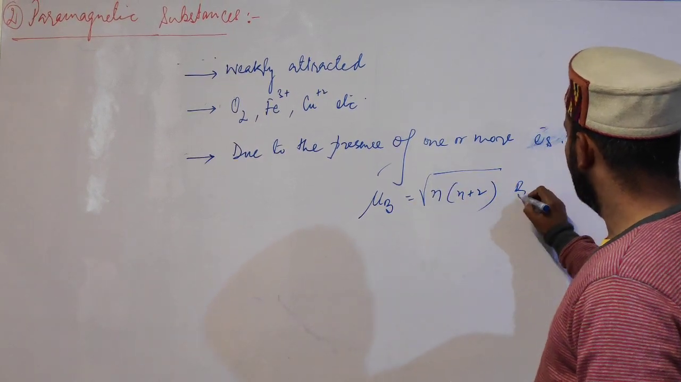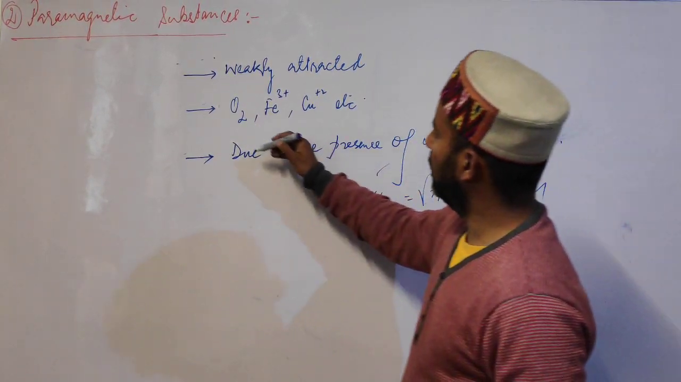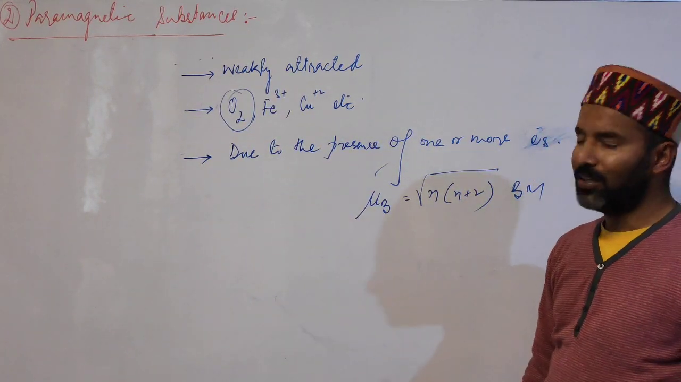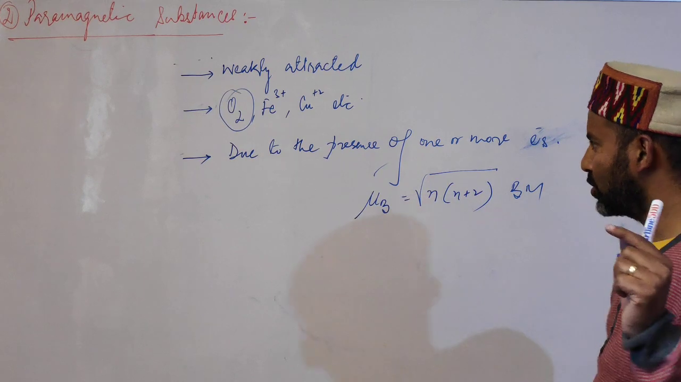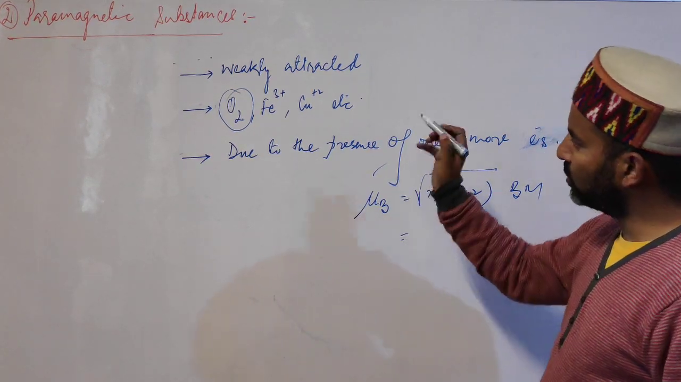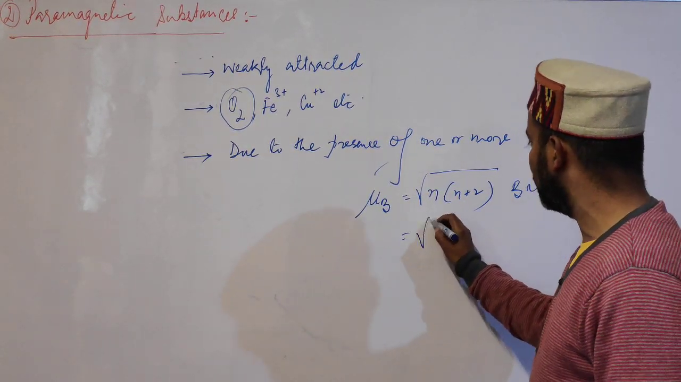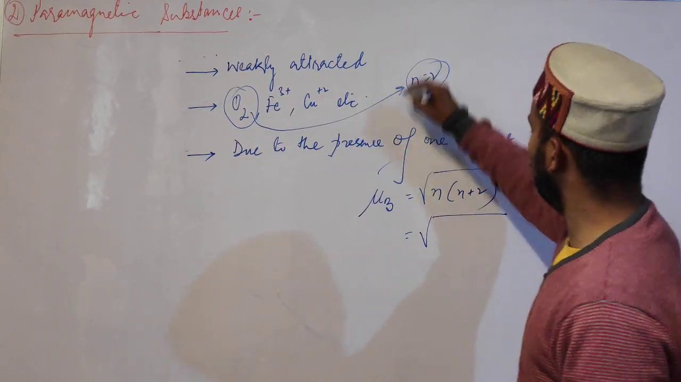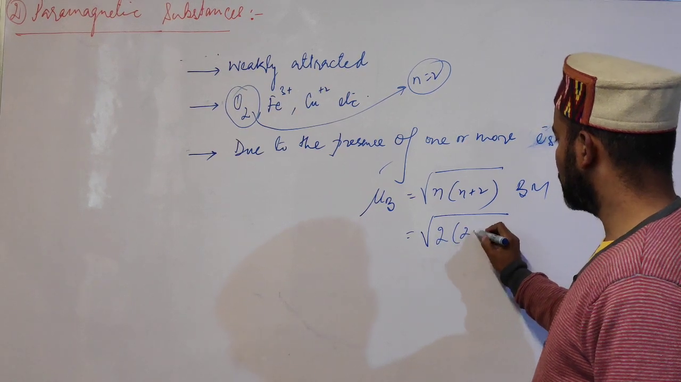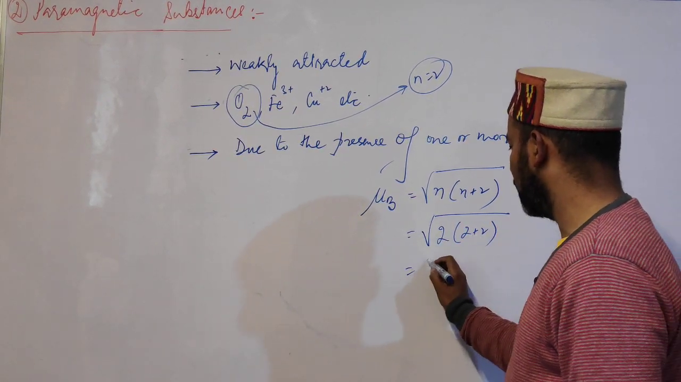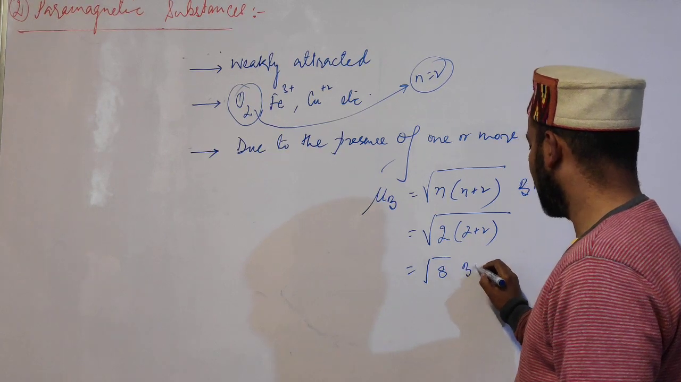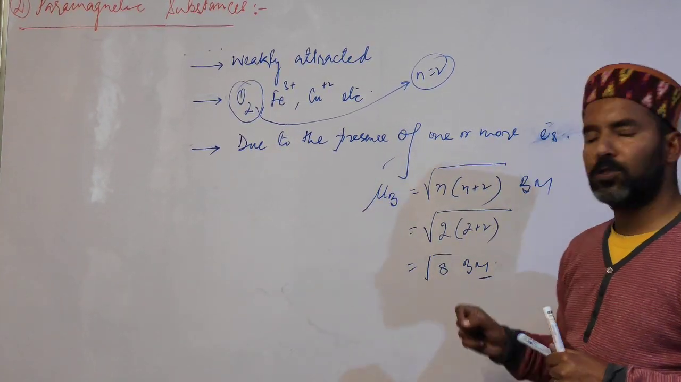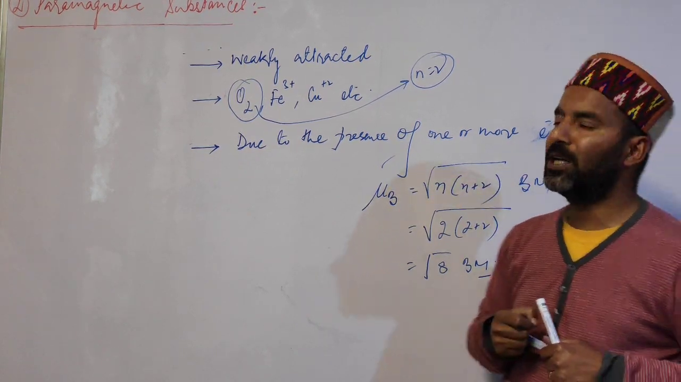For example, say oxygen, students, we know that oxygen has two unpaired electrons present in two anti-bonding molecular orbitals. So the magnetic moment associated with oxygen molecule is under root n(n+2), where n is the number of unpaired electrons. Oxygen has 2, so we put 2 into 2 plus 2, so this will be 2 into 4, which is root 8 Bohr magneton. But students, they lose their magnetism in the absence of magnetic field. That means they are not permanent magnets.